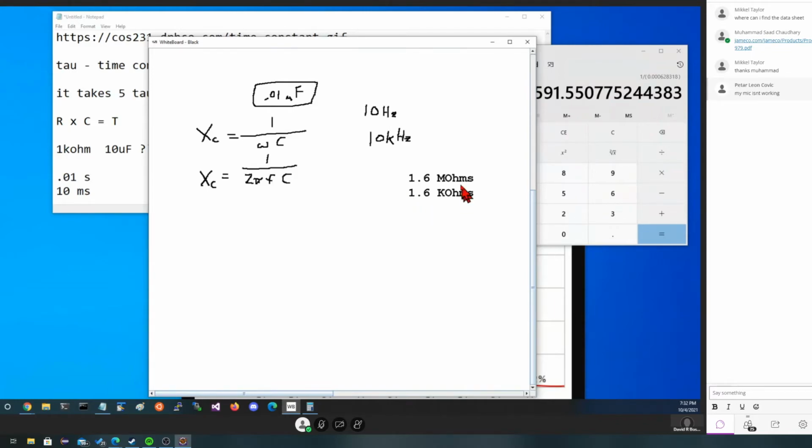Now, this is the reactance of those two values, meaning that in my circuit, let's say I was doing this guy right here. Again, looking at this spot right there. If we're using the 10 hertz frequency, this is going to look like it's 1.6 mega ohms. So it's going to look huge.